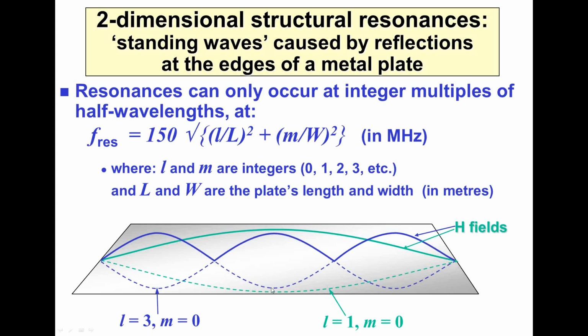We could have the 0-3 mode where we have 3 resonances across the middle. You could have the 3-19 mode where we have 3 resonances along the length but 19 resonances across the width, but I couldn't draw it.